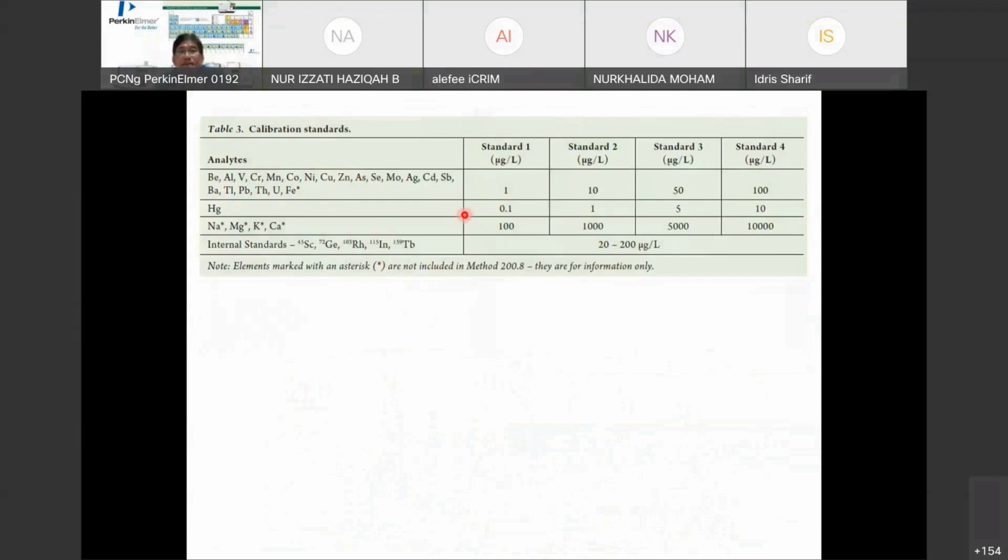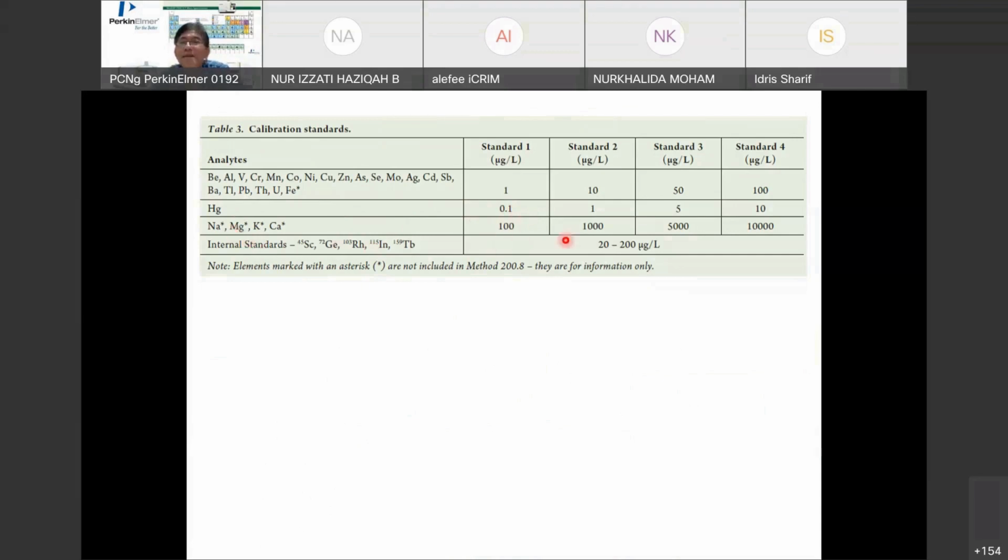This is the Perkin paper 200.8 using ICP-MS. You can look into it: calibration standard 1, we can start from 0.1 ppb. This is 10 times lower than 1 ppb, and that is the correct one because ICP-OES cannot calibrate at 0.1 ppb. With ICP-MS, you can calibrate mercury at 10 ppt, and 0.01 is also achievable by ICP-MS. Very low, because the detection limit for ICP-MS is 1 ppt.